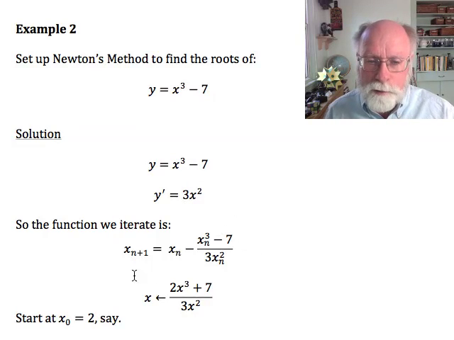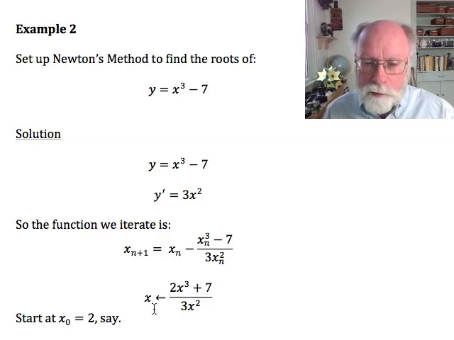The function that we iterate will be that x sub n plus 1 is x sub n minus x sub n cubed minus 7, that's the function, divided by 3 x sub n squared. And that is the function that we're going to iterate. We're going to make a first x sub 0 guess, and then using that we'll get x sub 1. Using that we'll get x sub 2, and as we keep going, we hope to get closer and closer to the cube root of 7.